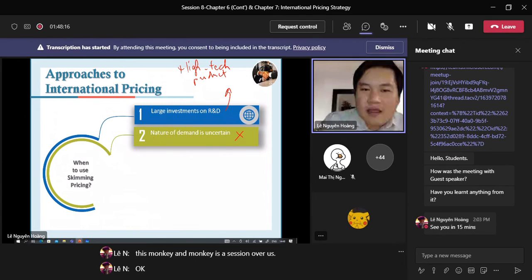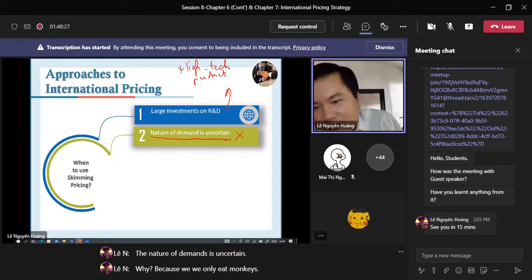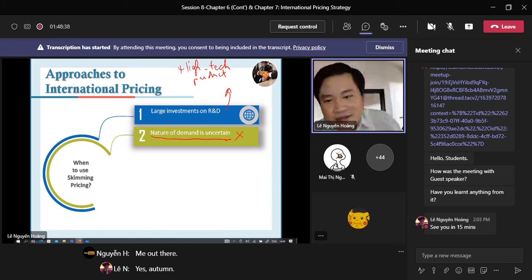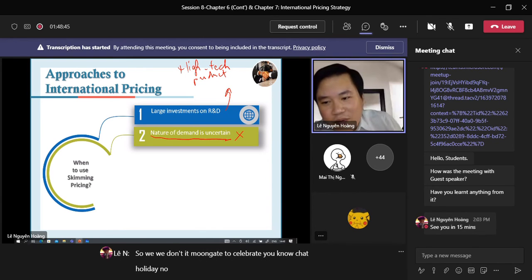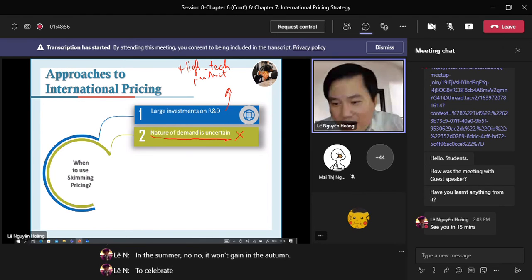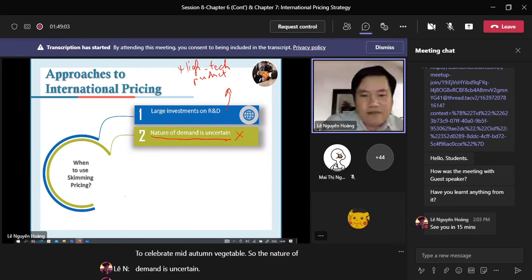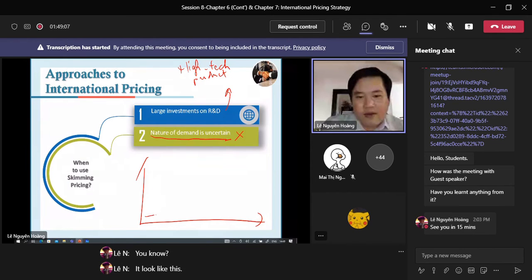And the nature of demand is uncertain. Why? Because we only eat mooncakes in which season, guys? What season do we eat mooncakes? Mid-autumn. Yes, autumn. So we don't eat mooncake to celebrate the Tet holiday. No, we don't eat mooncake in the summer. We eat mooncake in the autumn to celebrate the Mid-Autumn Festival. So the nature of demand is uncertain. It looks like this. Okay, here.